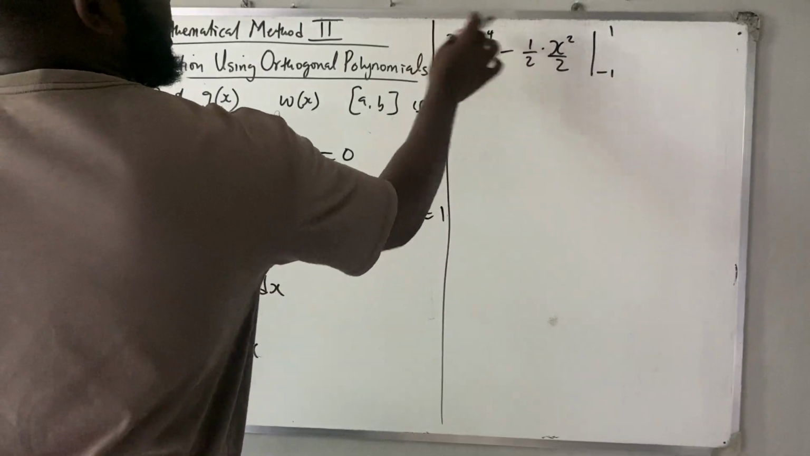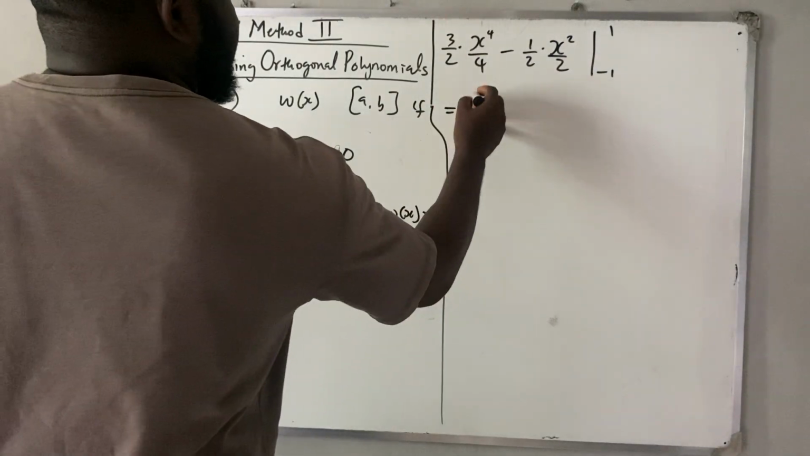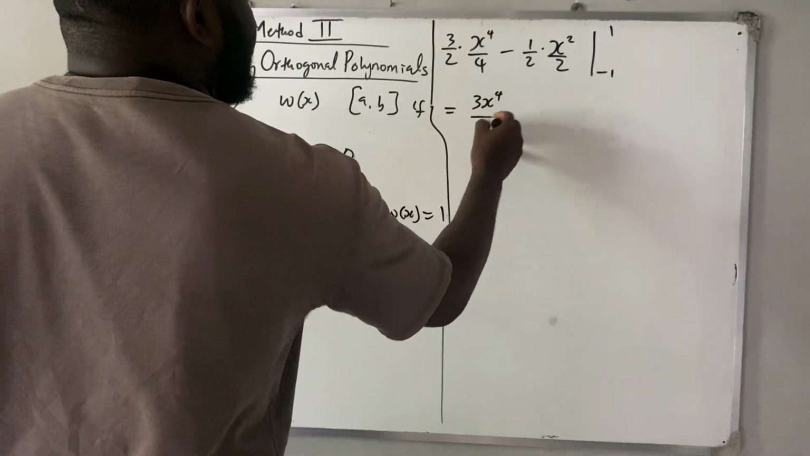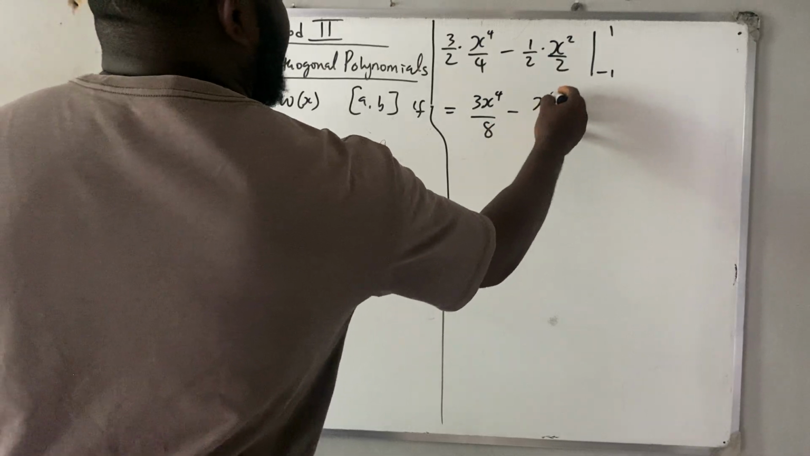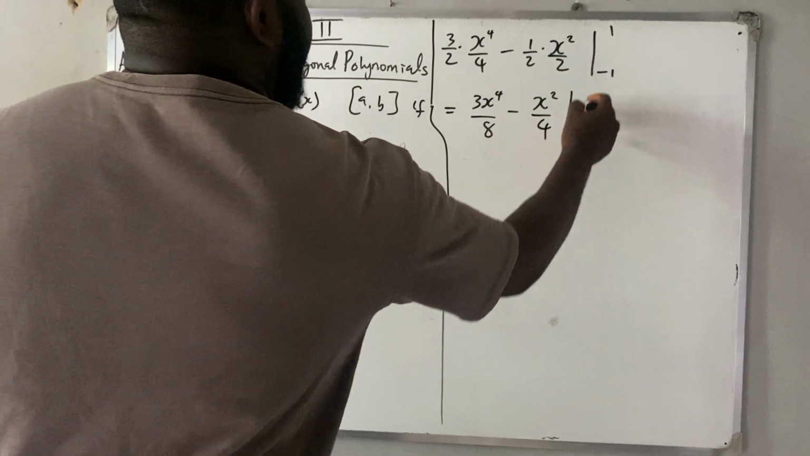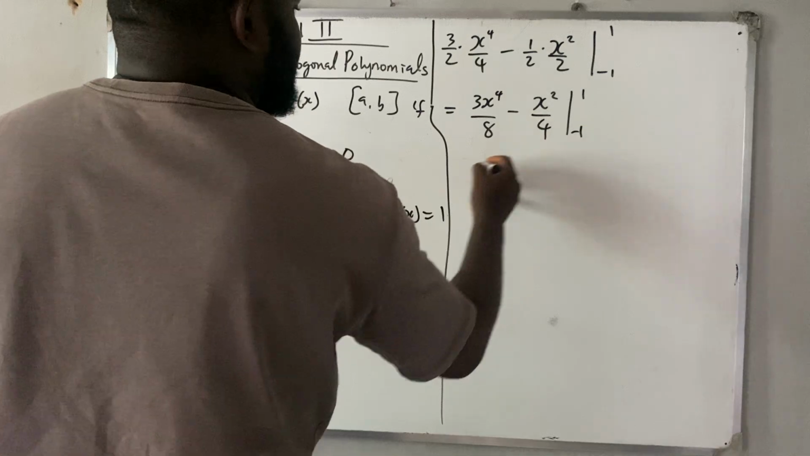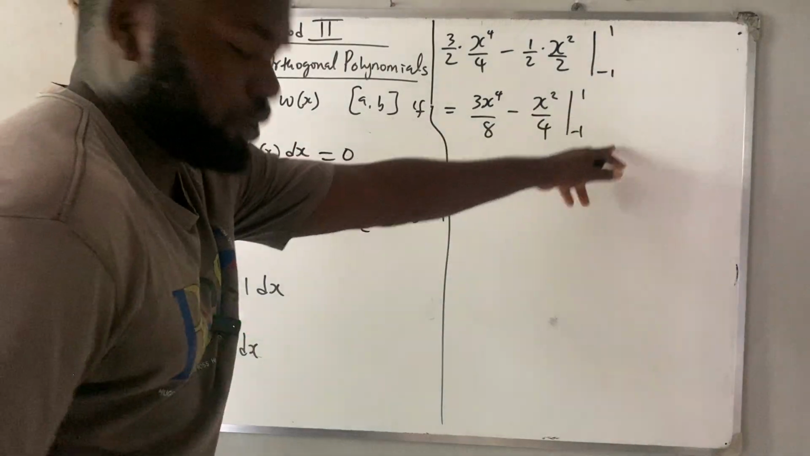So I'm having that this time this will give you 3x raised to the power 4 over 8 minus x raised to the power 2 over 4. You put the boundary 1 and minus 1. So the boundary is always the upper bound minus the lower bound.